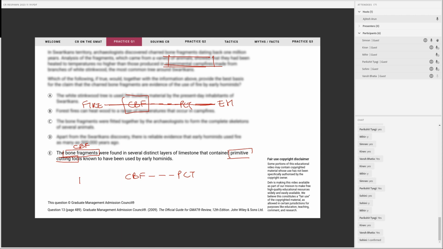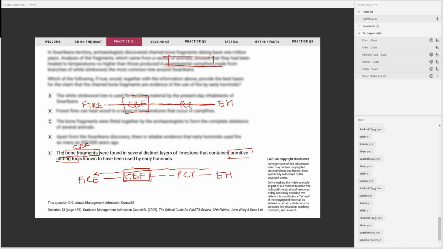So you had that connection between charred bone fragments and fire, and option E says there's a connection between primitive cutting tools and early hominids. So now you have this weird connection from early hominids to fire through charred bone fragments. Remember, this is important. The question asked you to use charred bone fragments to establish the link between early hominids and fire. Understood. Right? Thank you. Excellent. All right. So Shohini's also confirmed.